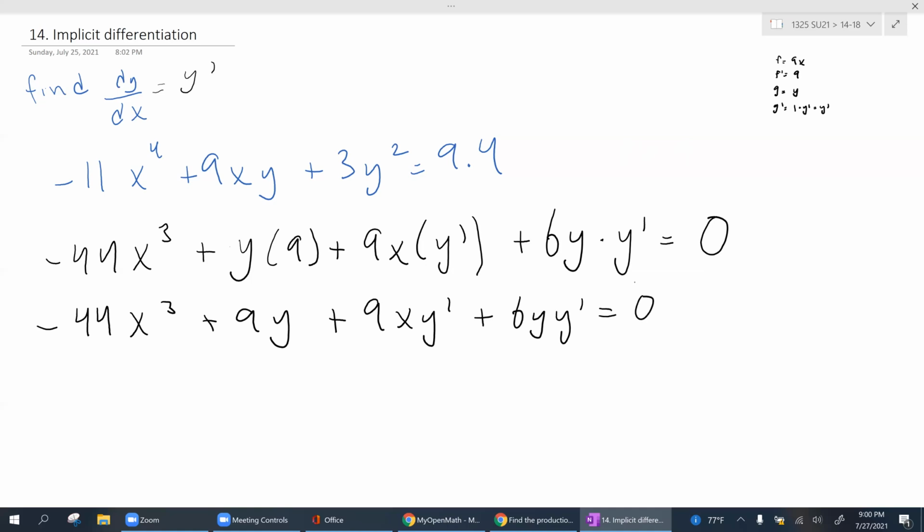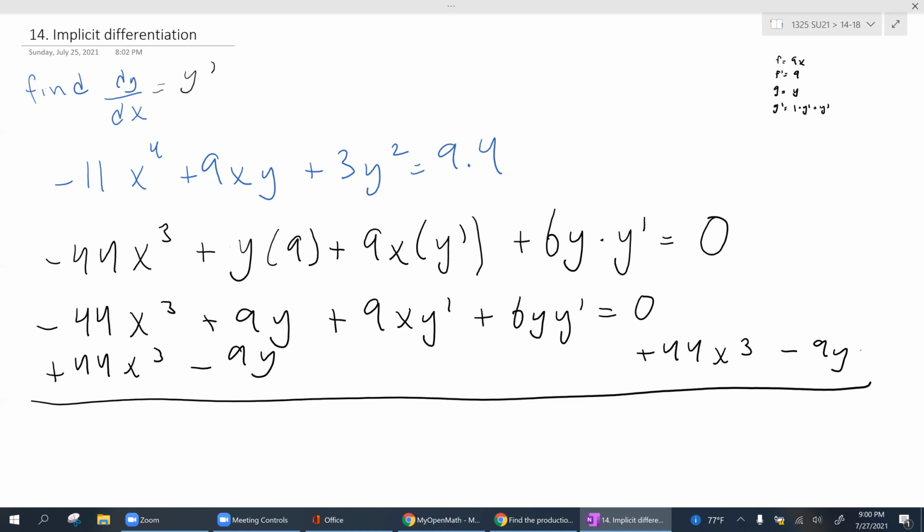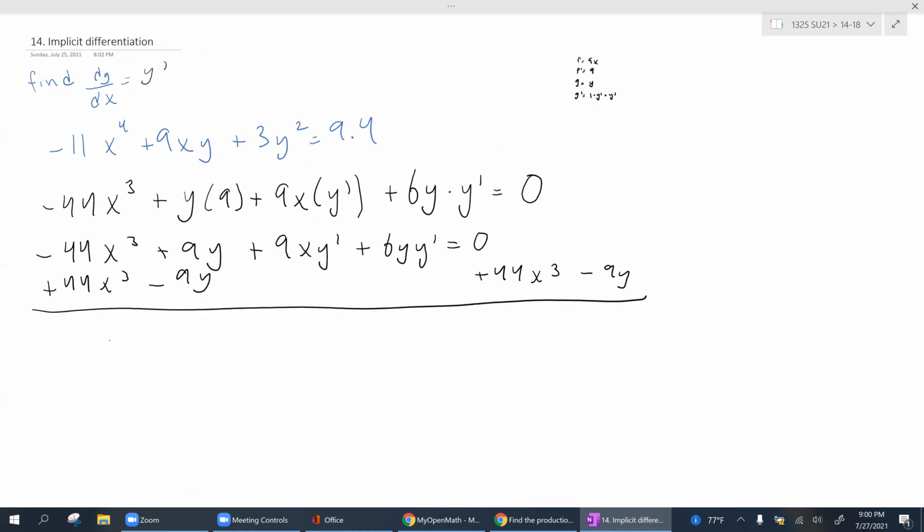What I need to do now is isolate y prime. That's going to be the variable I want to solve for, and everything else is going to go to the other side. So I'm going to keep this here, and I'm going to move 44x cubed to the other side. And I'm also going to move 9y to the other side. So then I'm left with 9xy prime plus 6y y prime is equal to 44x cubed minus 9y.